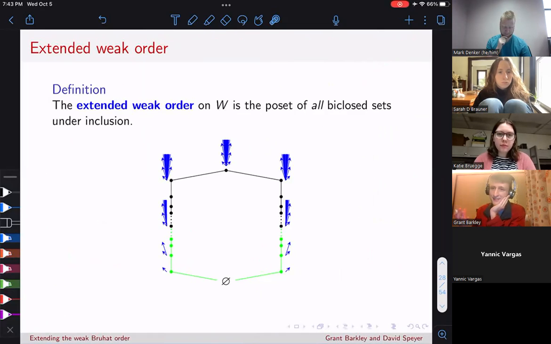And so here finally is the definition of our extended weak order. The extended weak order on the group is the poset of all biclosed sets, not just the finite ones, all biclosed sets under inclusion.